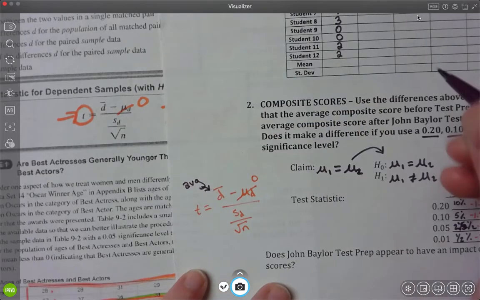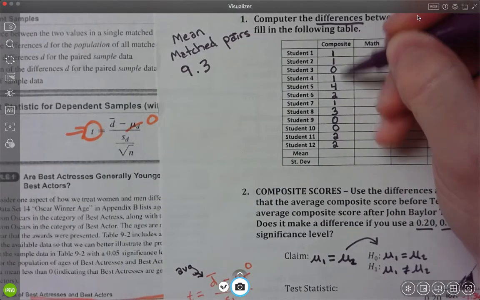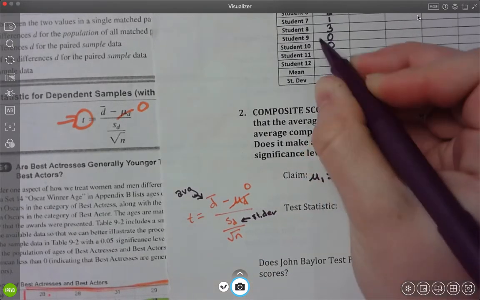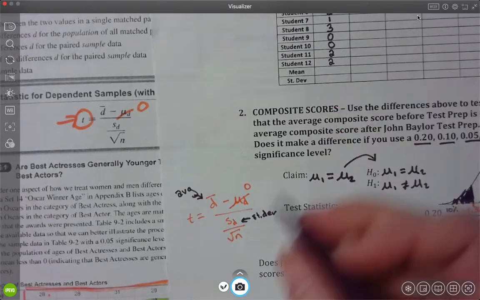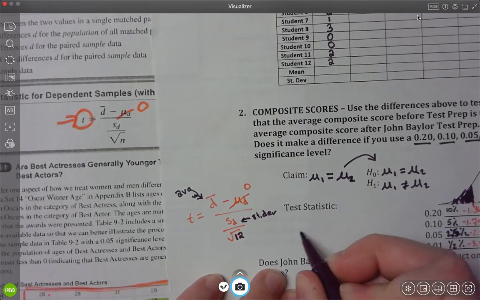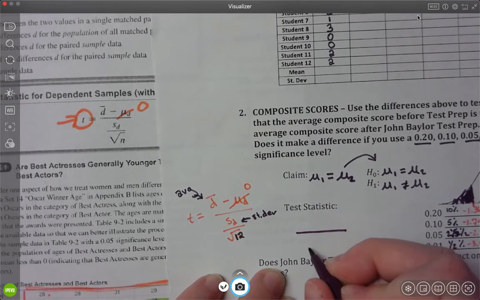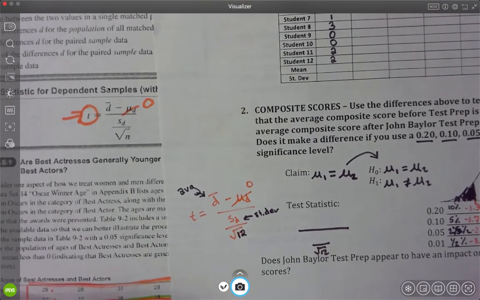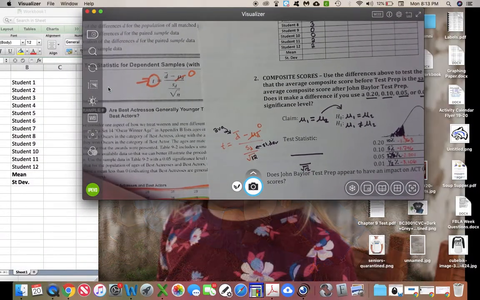So using these numbers up here in this column, I need to find the average of those. This guy's standard deviation, so I need to find the standard deviation of these. And then the square root of n is going to be 12. I'm going to plop 12 in there because there's 12 students. So let's go ahead and do this. I have the square root of 12 on the bottom here, and I need to figure out what those two numbers are.